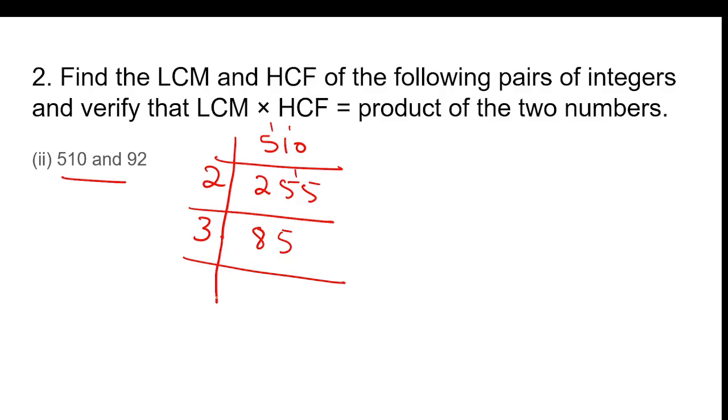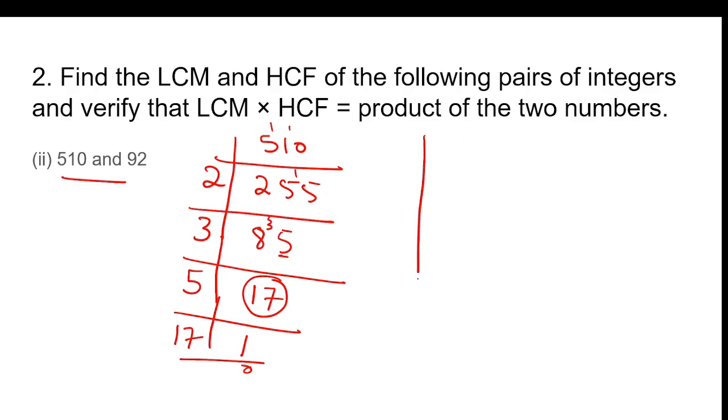3 eights are 24, 3 fives are 15. Next. Is this divisible by 5? Yes, because the last digit is ending with 5. So 5 ones are 5, 5 sevens are 35. Next. This 17 is a prime number, so I am going to divide this 17 by 17 itself. 17 ones are 17. Okay. Now I got the prime factors for 510.